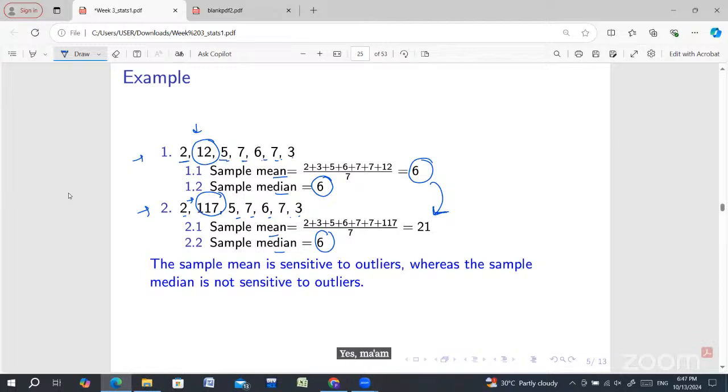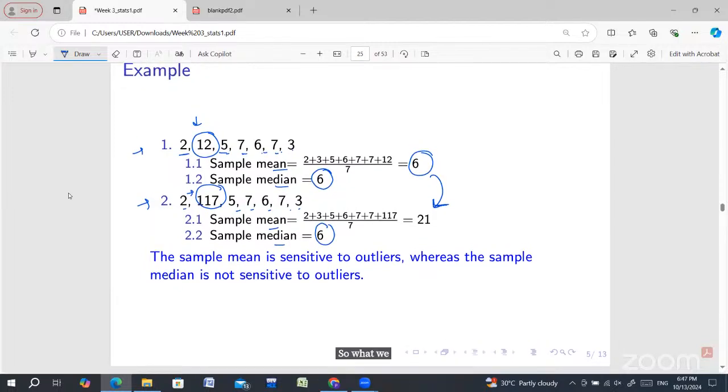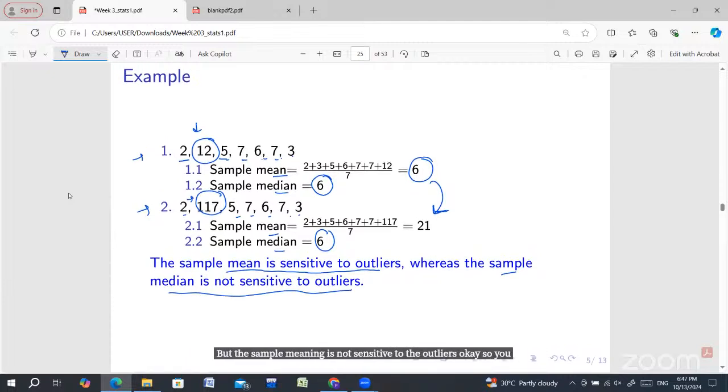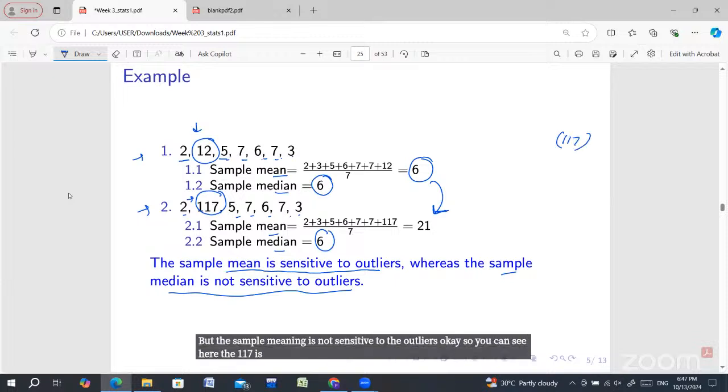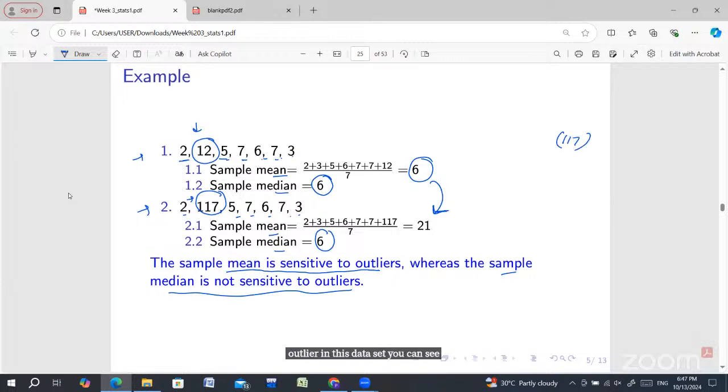Okay, so what we observe here is that the mean is sensitive to the outliers, but the sample median is not sensitive to the outliers. You can see here 117 is an outlier in this data set. The other values are 2, 5, 7, 6, 7, 3, and 117 is a very extreme value here. When you add an outlier to the data set, the mean changes. The mean gets affected by this.